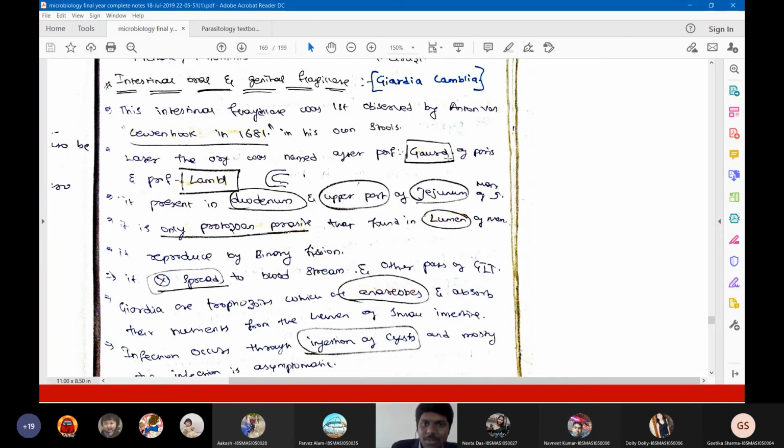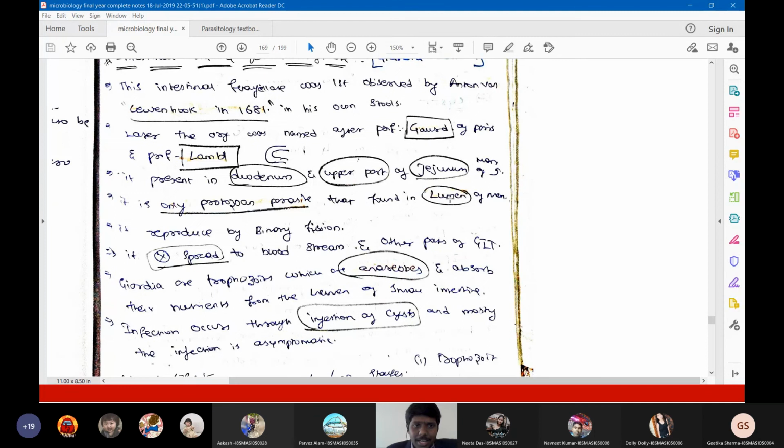So Professor Giard and Professor Lambl discovered the infection of Giardia lamblia. That is why it is called Giardia lamblia, and it is present in the duodenum and in the upper part of the jejunum of the small intestine, in the lumen. It is the only protozoan infection present in the small intestine of humans. We have many parasitic infections, some in the small intestine, some in the large intestine. Giardia lamblia is the only protozoan present in the small intestine of the person. That is all about this.